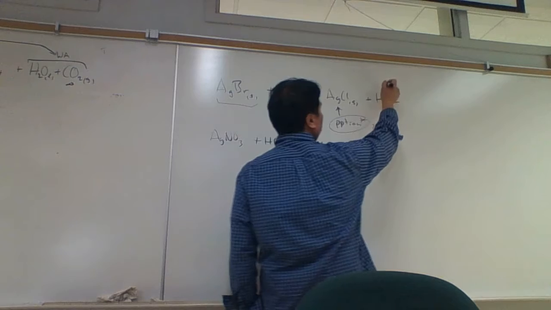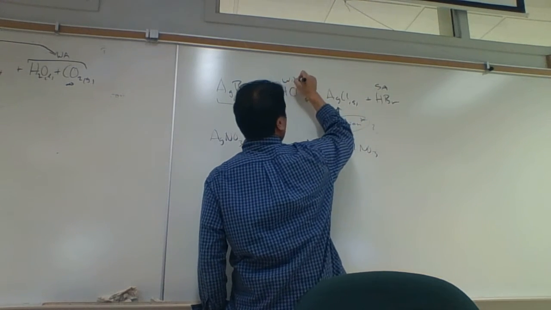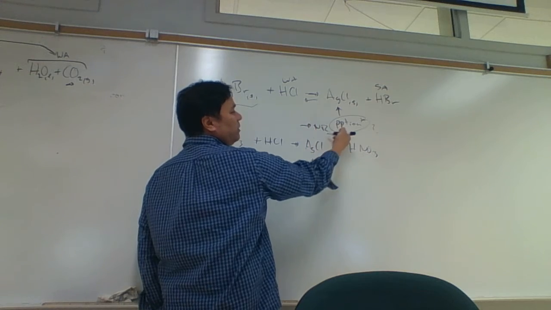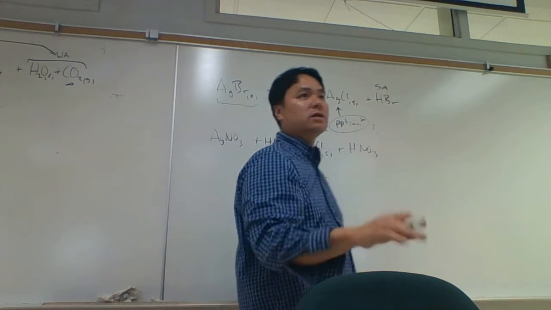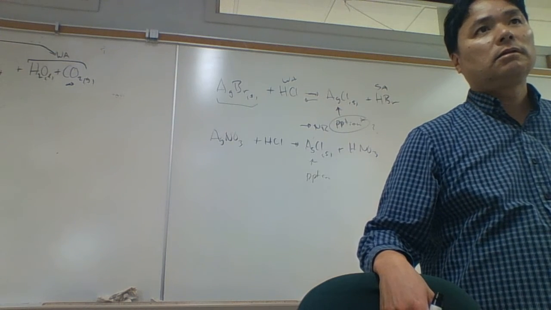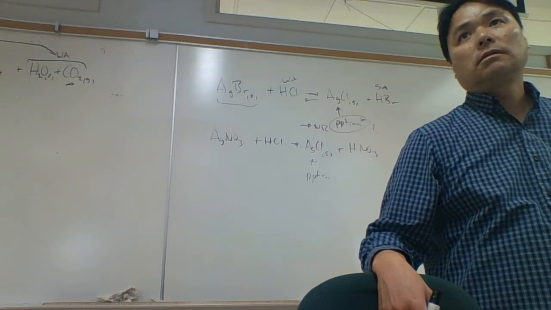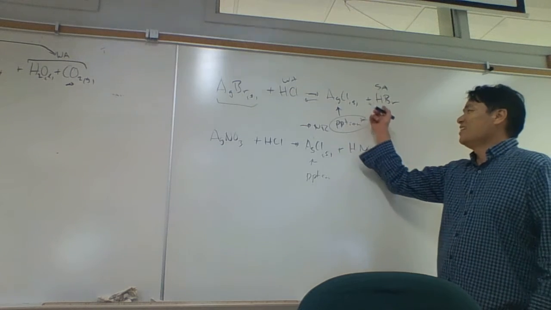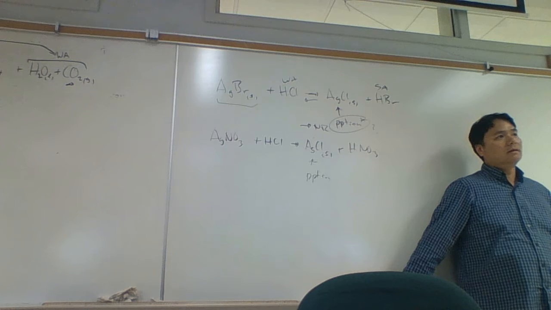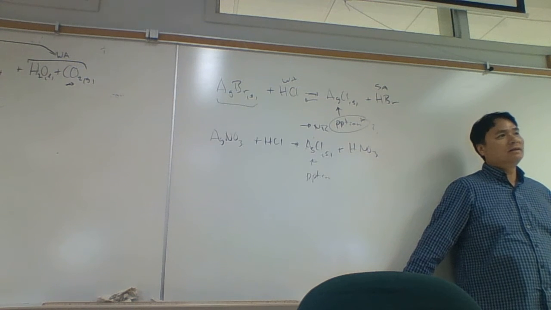HBr is stronger. HCl is weaker. If HBr is stronger, HCl is weaker, then we can just say no reaction. We don't have to know about the precipitate. We can just say that because all we need is one, right? And so HBr is a stronger acid in water than HCl in water. Does that sound right?